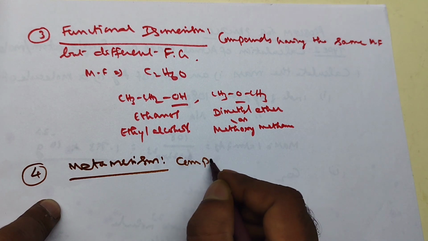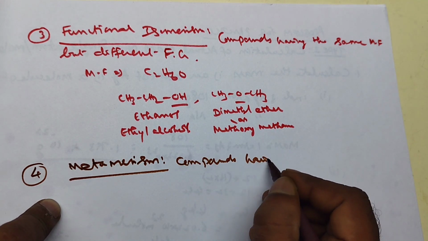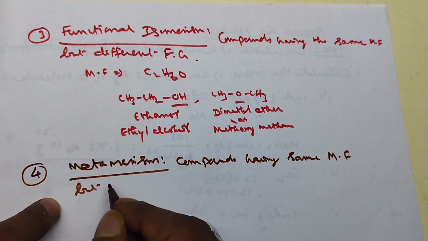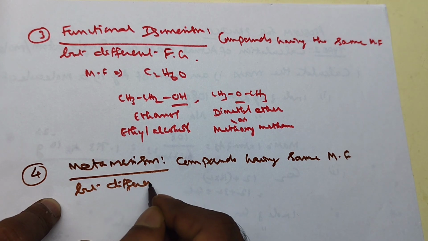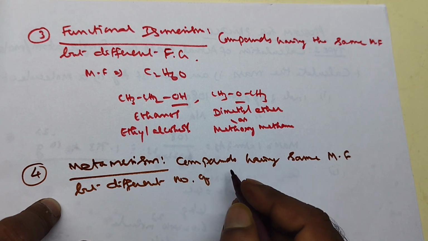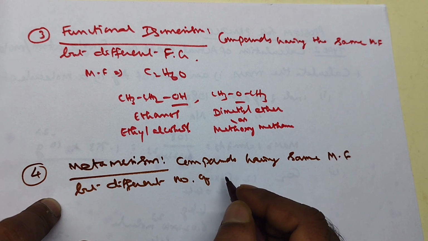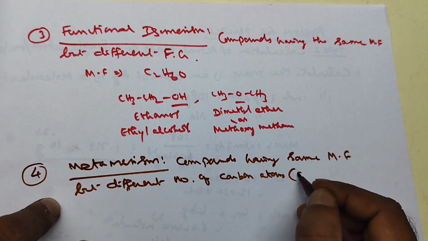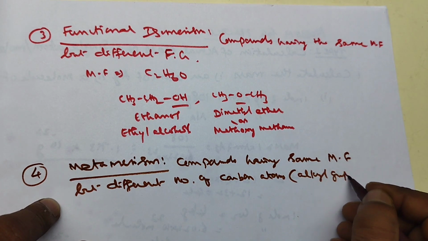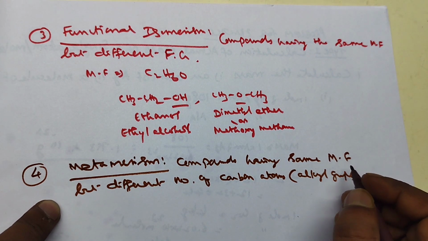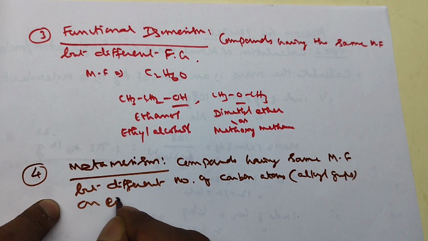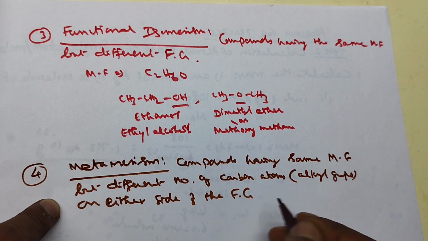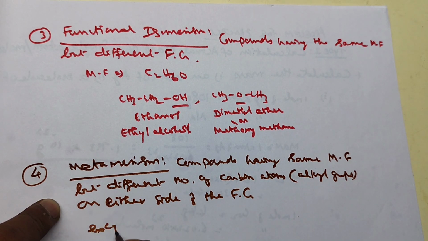Compounds having the same molecular formula but different number of carbon atoms, or you can say alkyl groups, on either side of the functional group. I will take an example for this case.